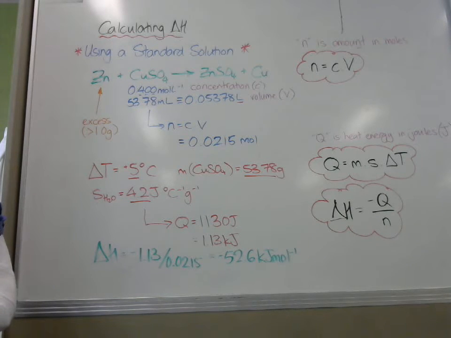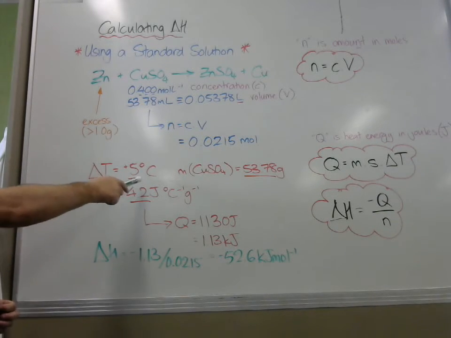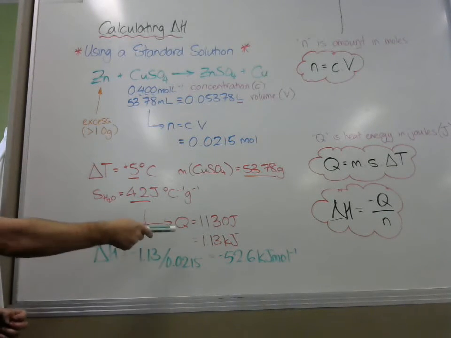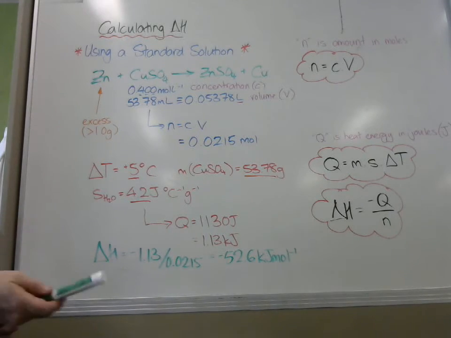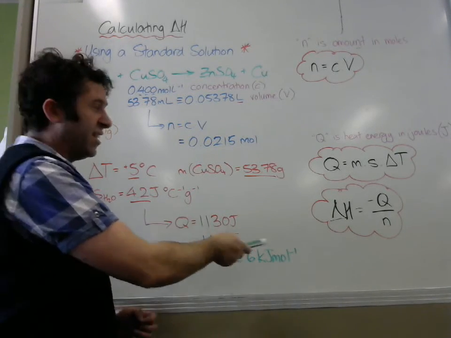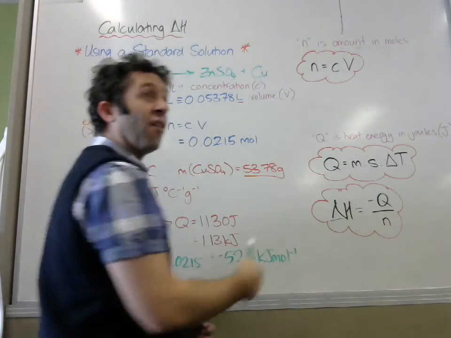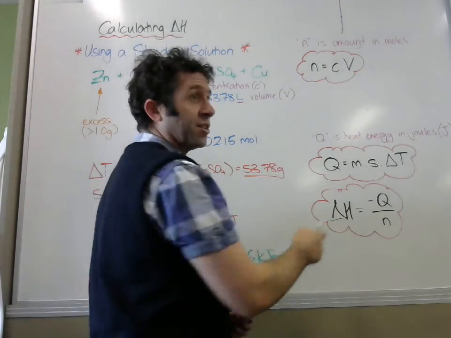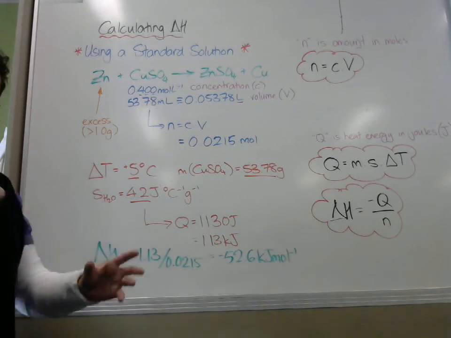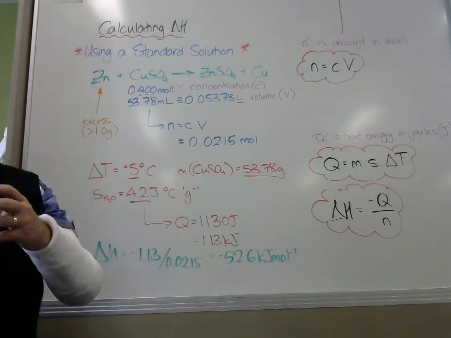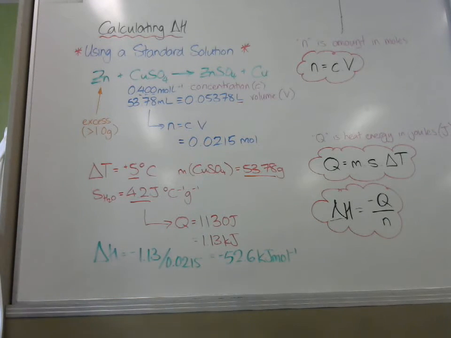Any questions or comments? Wait, so is the Q always negative? No, if it was a negative temperature change, you'd get a negative Q. Negative of a negative is positive, isn't it? Yeah. So whatever value you get here, positive or negative, take the negative of that when you're working out delta H. Delta H is what's happening to the chemicals. Q is what's happening to the solution that it's dissolved in. Very good question, thank you.